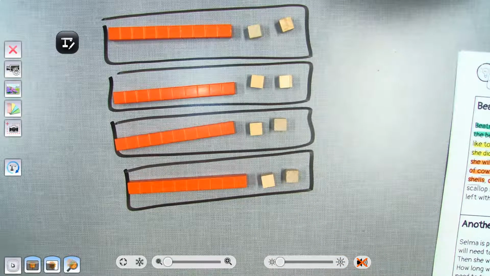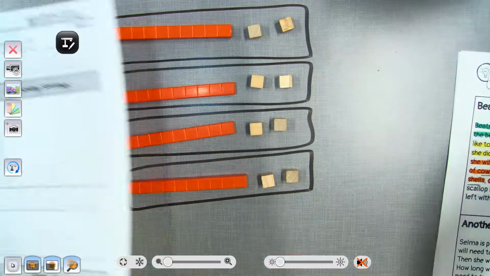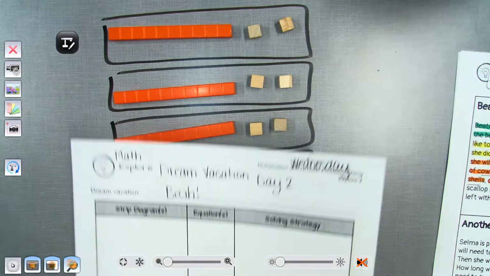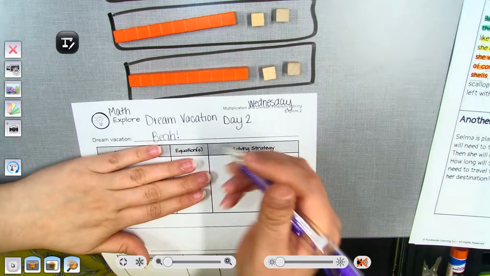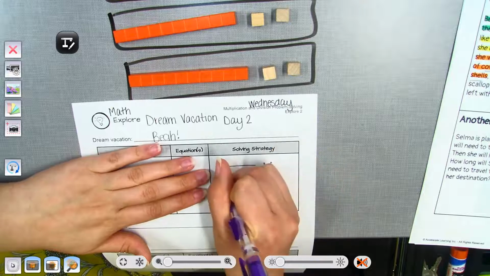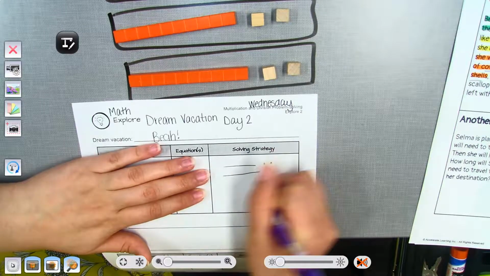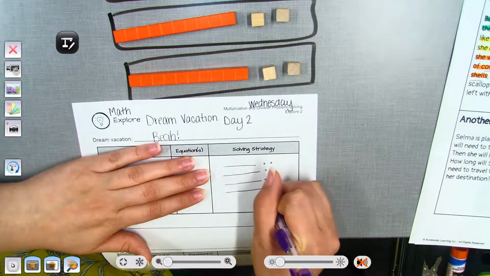Okay, so I'm going to draw what I just did right here. I'm going to draw on my paper. Okay, so I'm going to move this down here. So I'm going to draw just like this. I have 1 group of 12, 2 groups of 12, 3 groups of 12, 4 groups of 12.